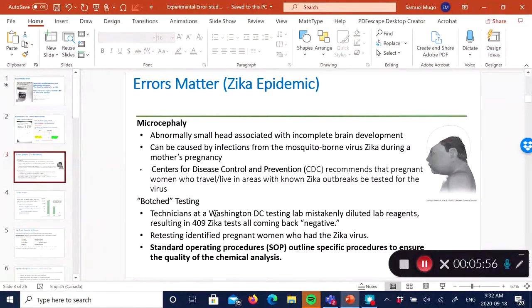Unfortunately, in Washington, D.C., in the US, there was a botched testing where the reagent that was used to test for this virus was not quantified properly in terms of its concentration. And so up to 400 Zika tests came back negative. And yet after retesting, some of those negative tests were actually positive. And of course a lawsuit was launched because of that botched problem where analytical chemists or technicians were involved.